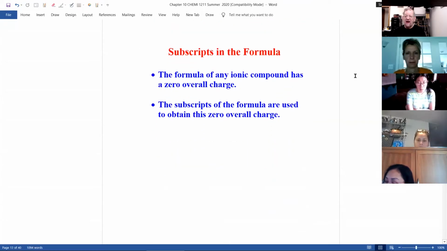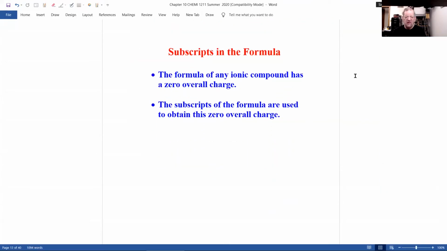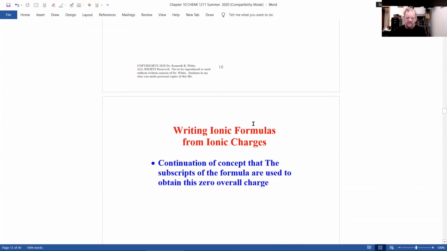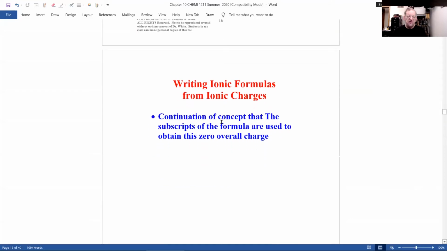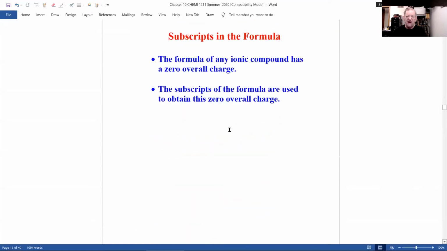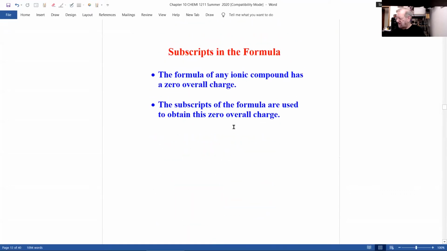Anyways, when we're looking at molecules and their subscripts, the formula of any ionic compound always has a zero overall or zero net charge. The subscripts of the formula are used to obtain overall zero charge. So in continuing that concept, the subscripts of a formula are used to obtain zero charge.